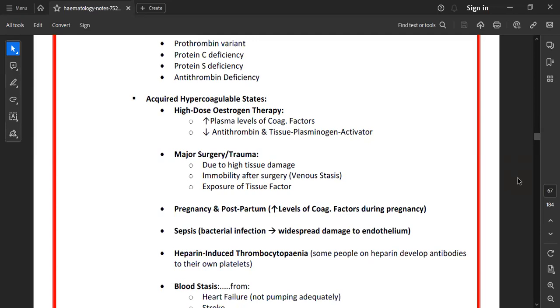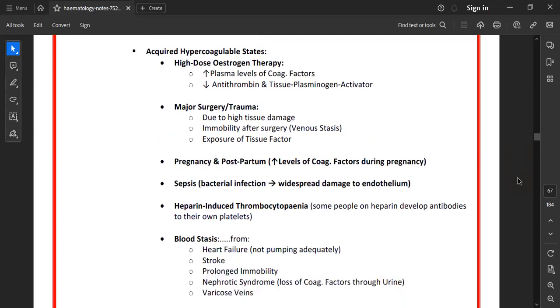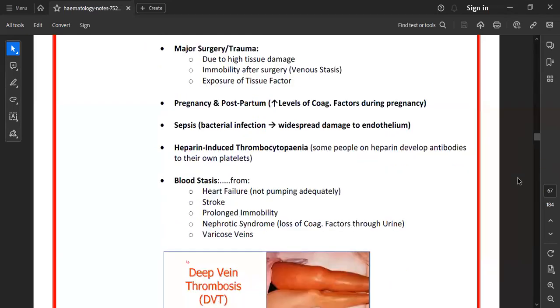Pregnancy is also another risk factor. Sepsis, heparin-induced thrombocytopenia. So some people who are on heparin usually develop antibodies to their own platelets. And then heart failure, stroke, all these conditions that can cause blood stasis, the blood not to move at a velocity at which it is supposed to. So meaning the blood will pool, the pooling of blood will cause the platelets to start adhering to each other.